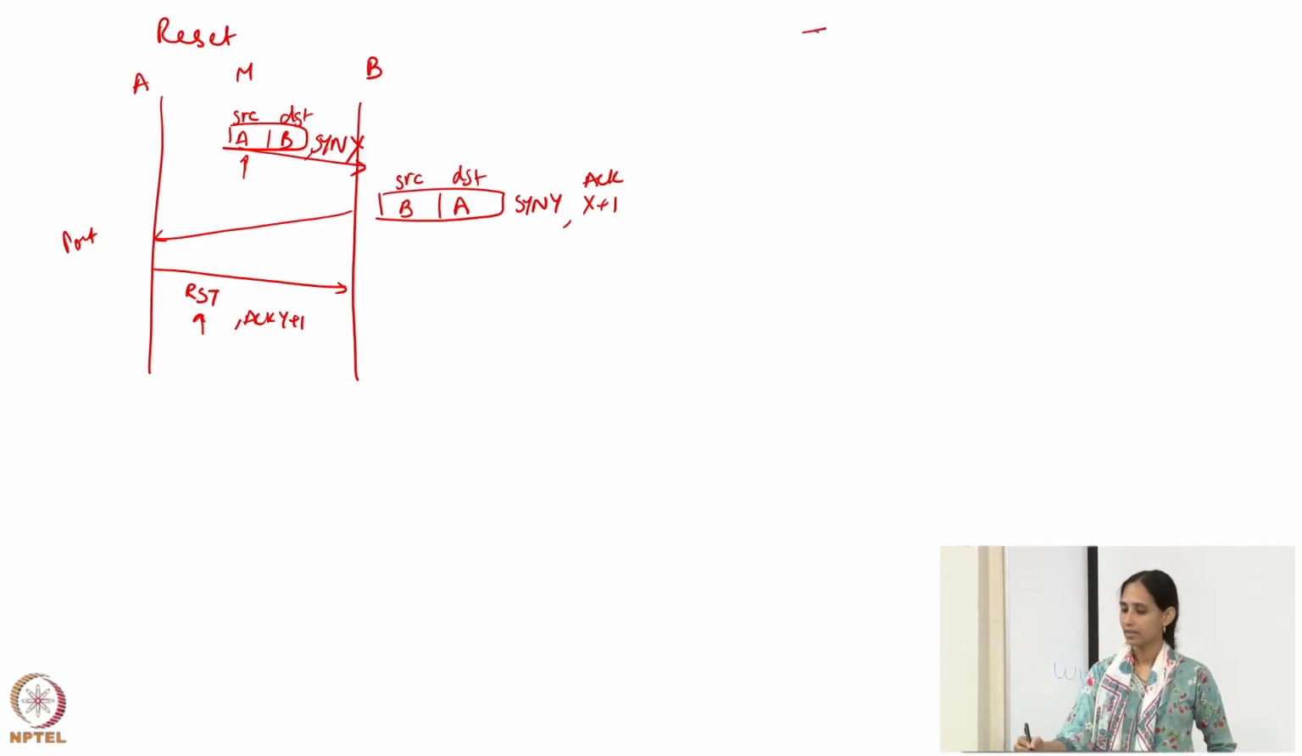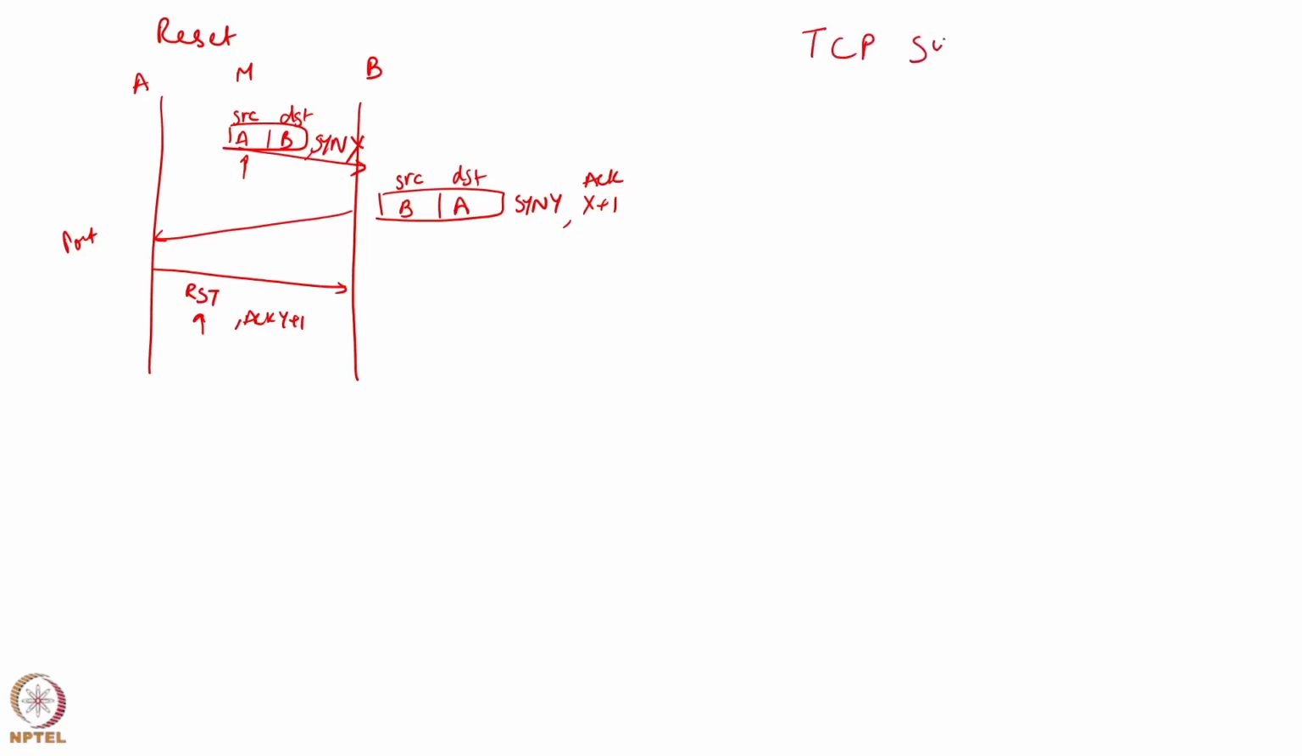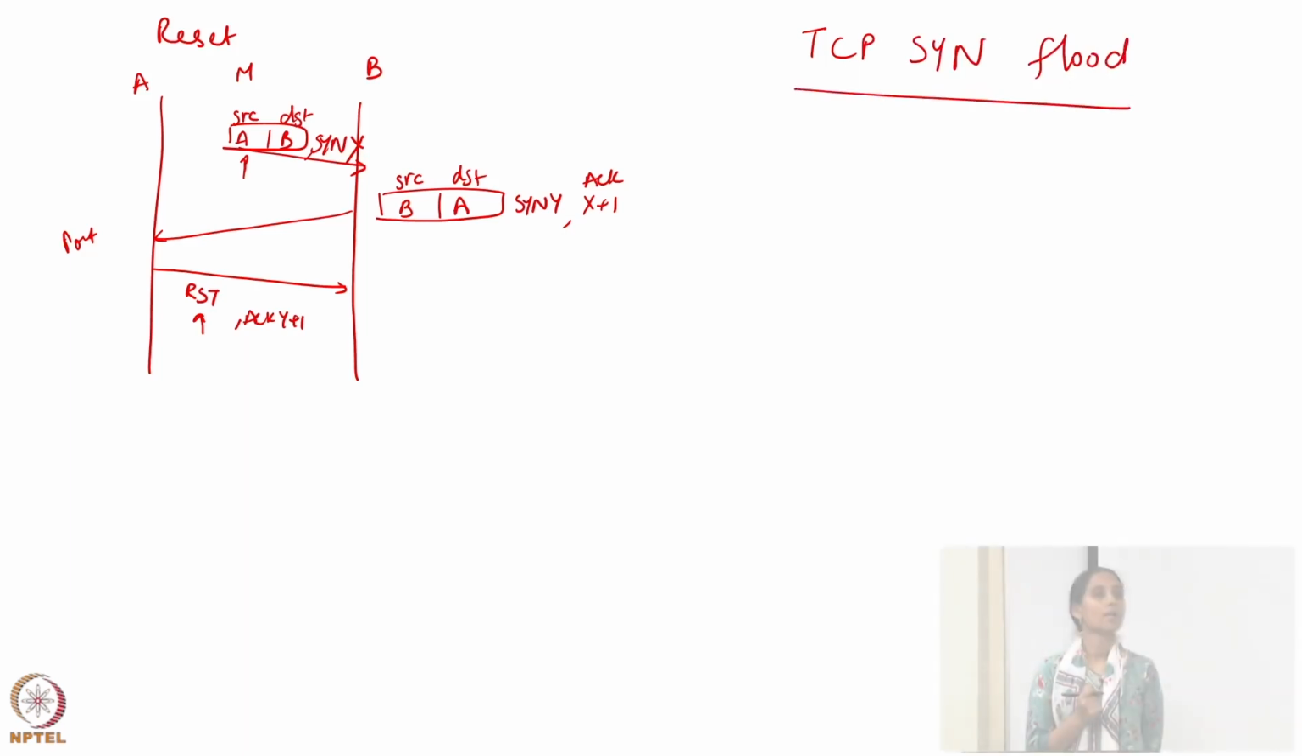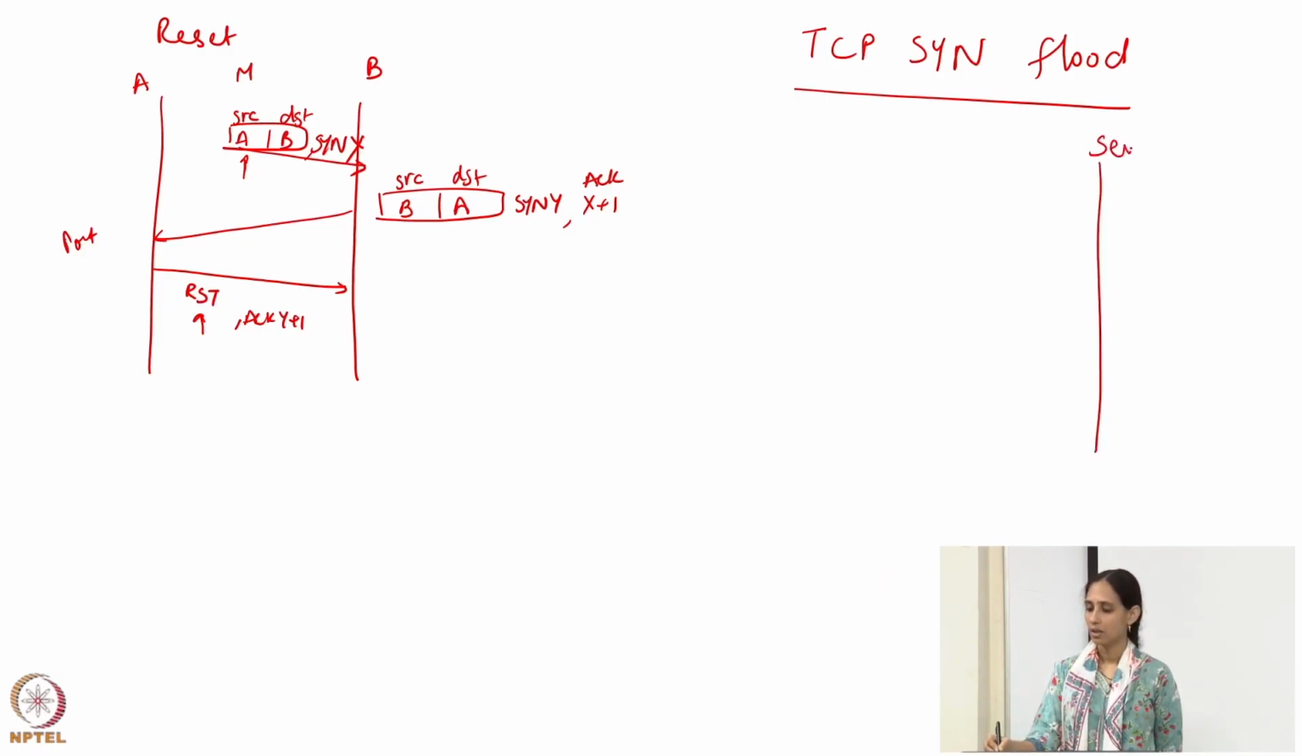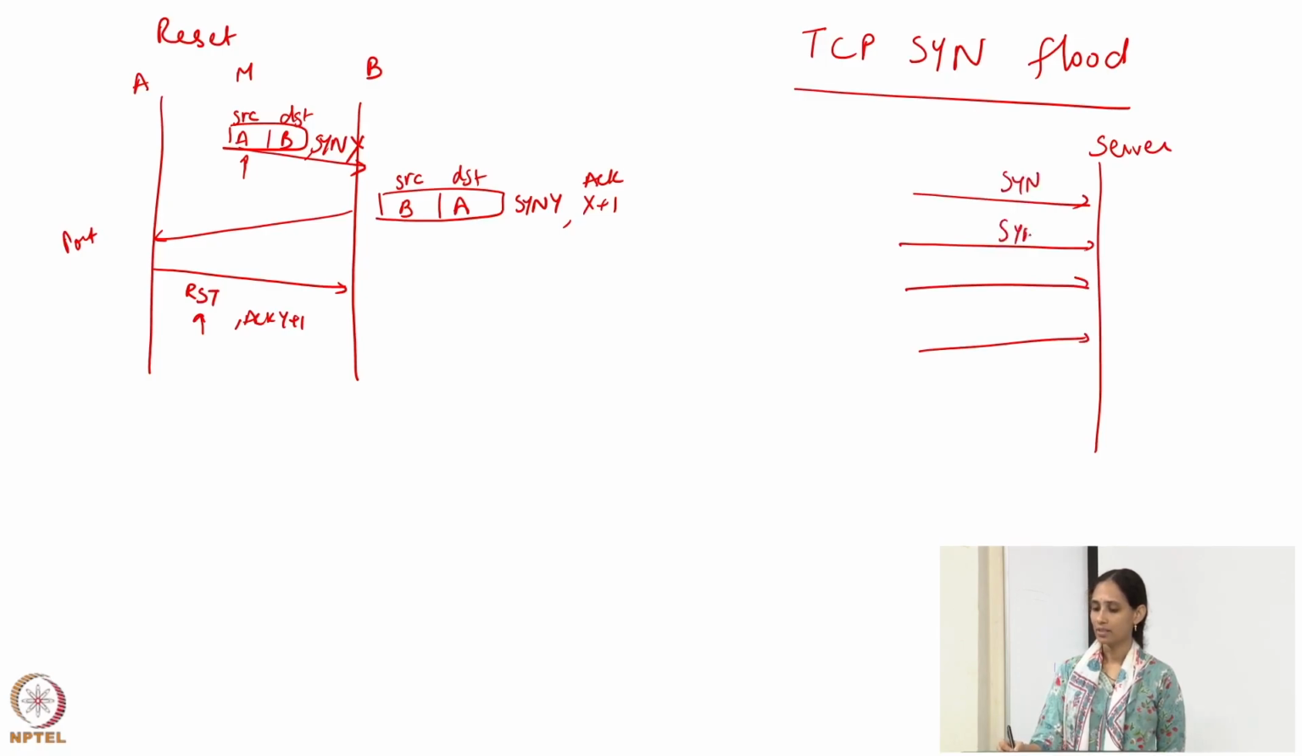This attack is called the TCP SYN flood attack. It's a type of DoS attack where the idea is that you are overwhelming the server who is using TCP by sending, so this is the server and you are bombarding it with a lot of SYNs. So, why does this attack work?